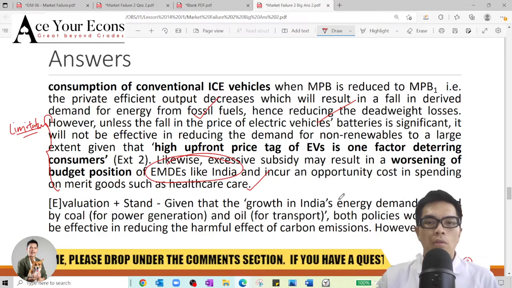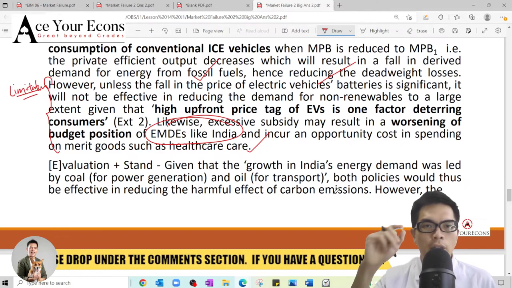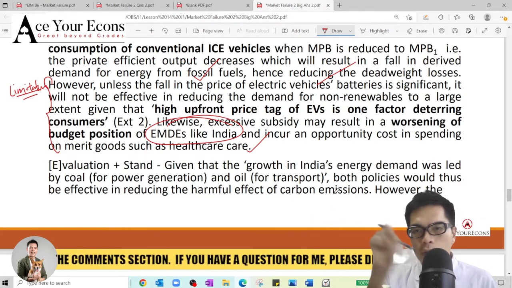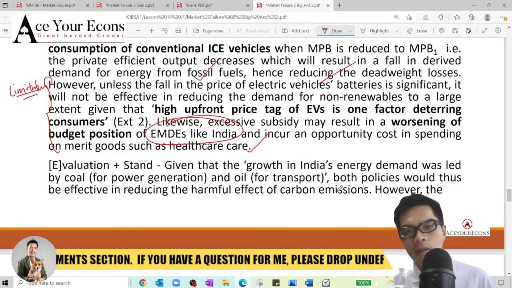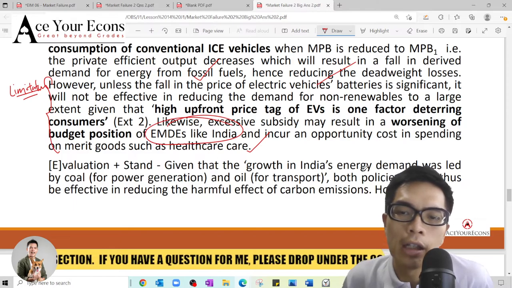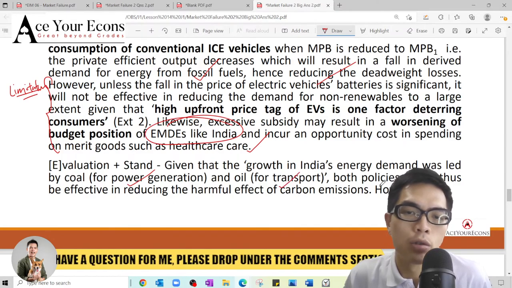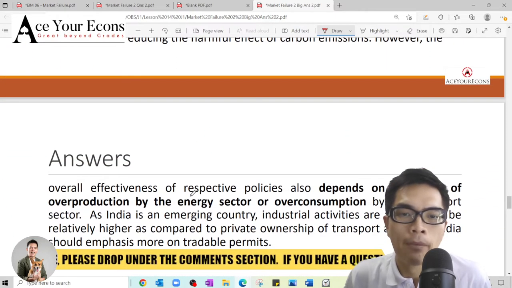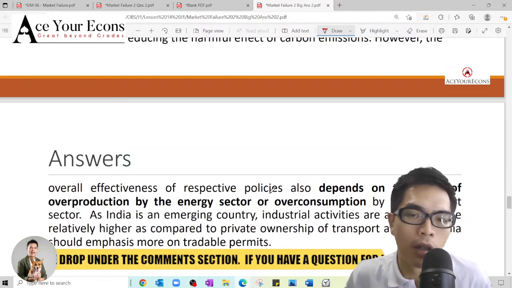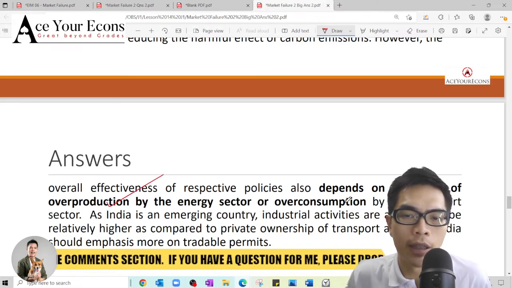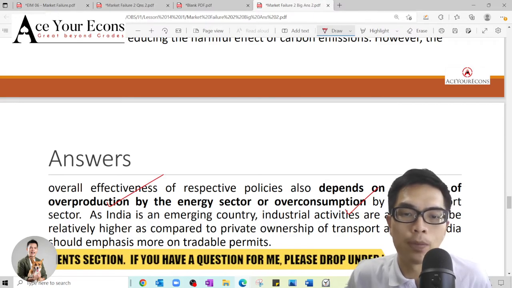Overall, you want to build a synthesis. Actually, I've given you guys a pretty decent approach, really. You remember I brought up that there are two different problems, negative externality of production and consumption. We can see that the growth in India's energy demand is primarily driven by power generation and by transport. So both of these will lead to carbon emission: consumption of oil and production of coal. Therefore, whichever policy you decide on really depends on what the root problem is. Is it overproduction by the energy sector, or overconsumption of oil in the transport sector?